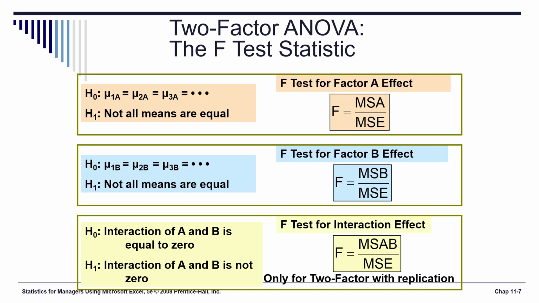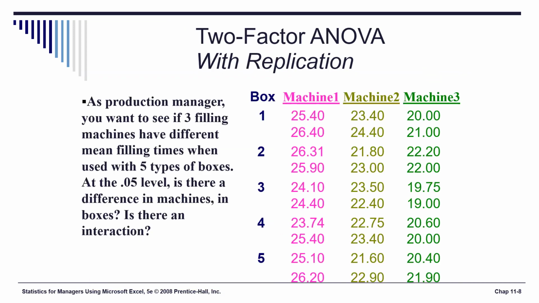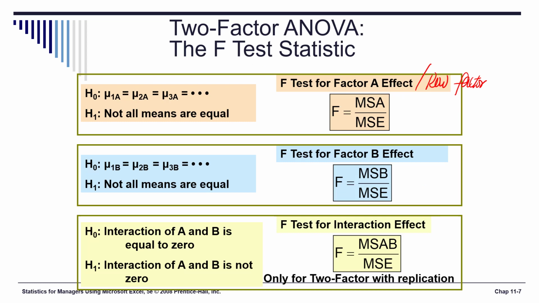So first one, we're testing for the factor A, right? That's a row factor. For the row factor, if you look at it, in this case, we have 5 rows. We're assuming those 5 machines produce the same outcome, right? So H0 is all the population means are the same. H1 is not all the means are the same. Okay, or at least one of them is different. Right? If you want to put it another way, at least one is different.